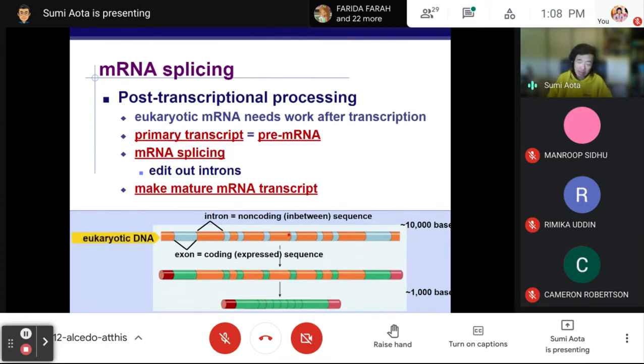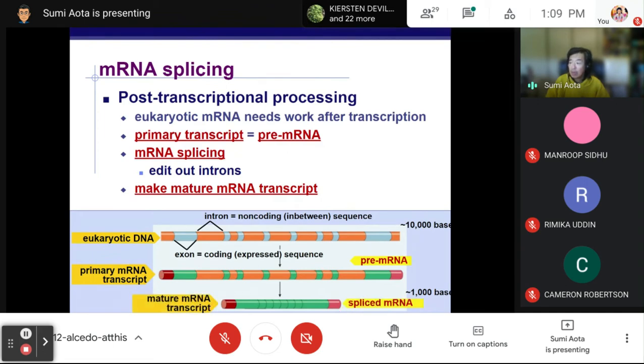So there's the eukaryotic DNA. There's the primary transcript, also known as the pre-mRNA. When you remove all the introns, you finally have the mature mRNA transcript that can be used to make up the protein. So you go from about 10,000 bases to about 1,000 bases when you get to the mature transcript. So that's quite a difference. Now, how does this actually occur?